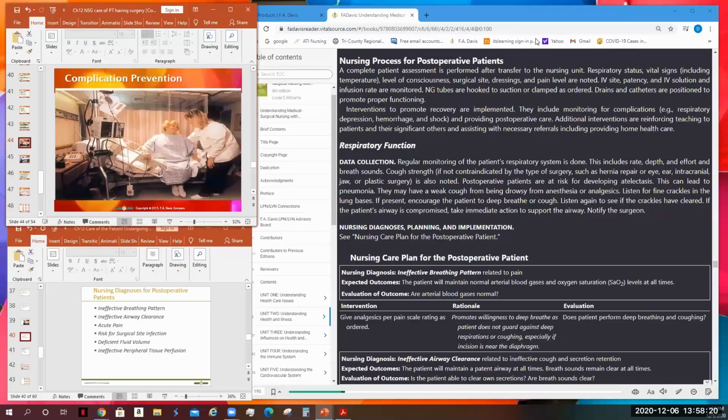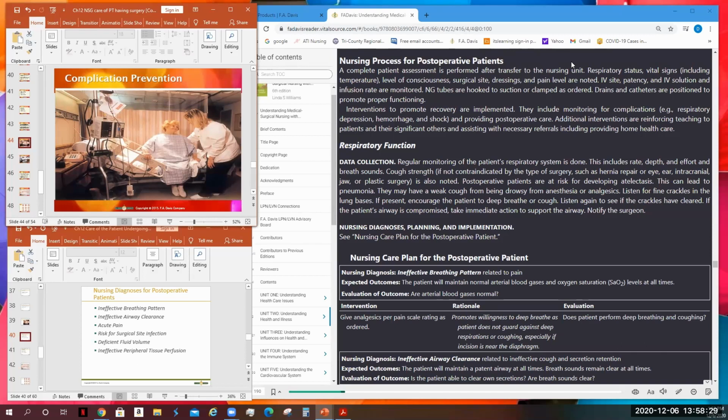Hi, welcome back. We're doing part 3 of chapter 12, nursing care for patients having surgery. Page 190, nursing process for post-operative patients.